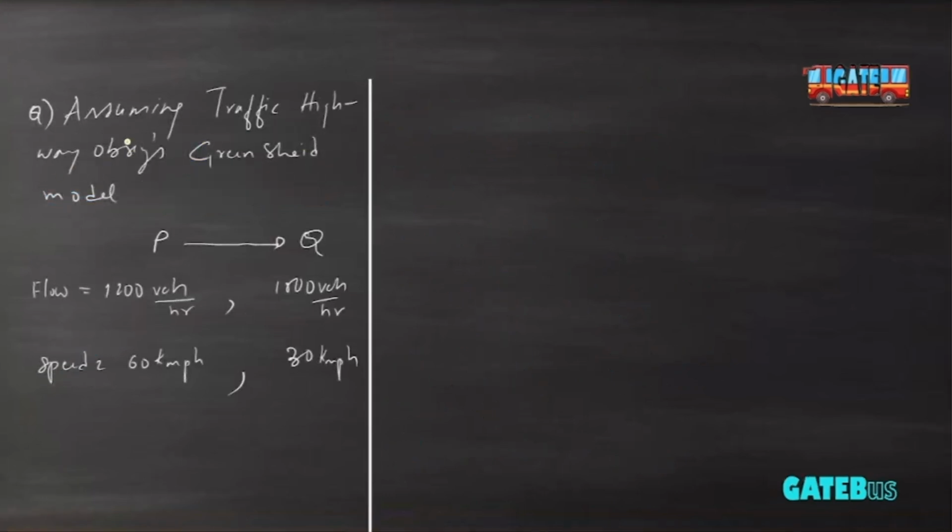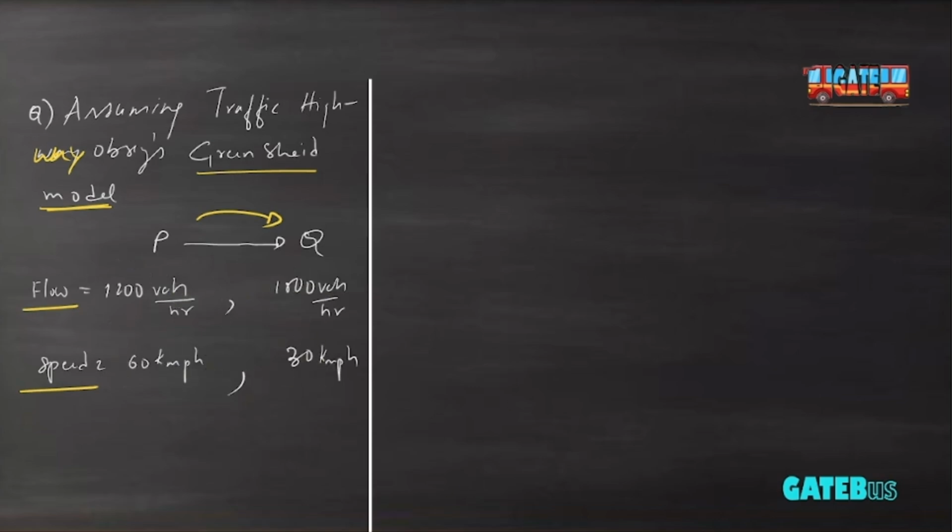So next question. Assume a traffic highway obeys the Greenshields model. Okay, so vehicles are moving from P to Q, right? And it's given that flow and speed are 1200, 1800, and 60 km per hour, 30 km per hour.